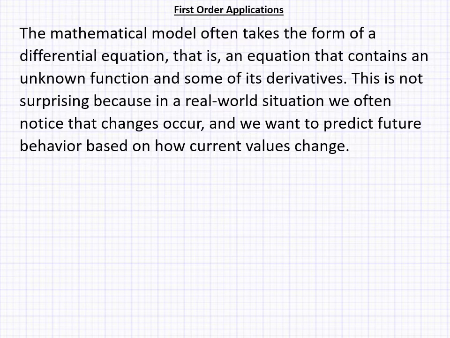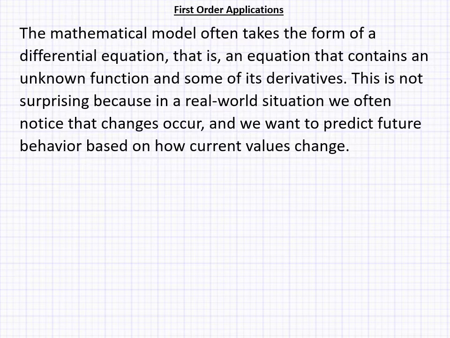So in this case, let's look at some models here. And so usually when you mathematically model any situation, it tends to take the form of a differential equation. It's an equation that has some unknown functions and some derivatives of those functions. It's not too surprising that this would happen in a real world situation.